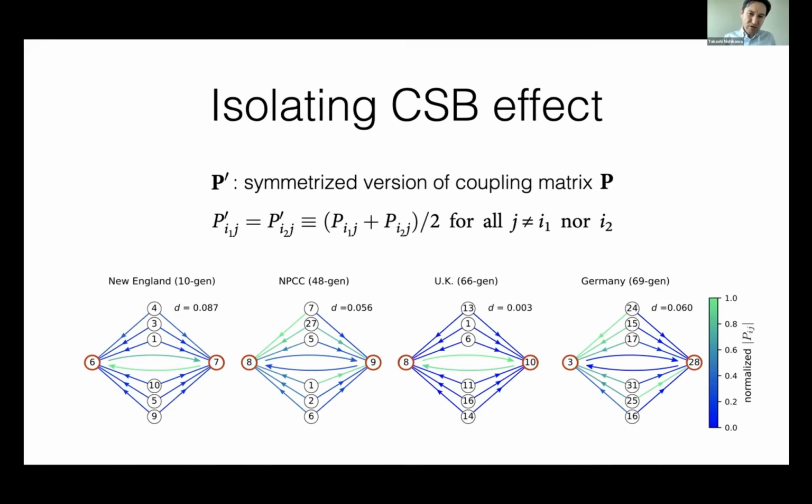So we developed a method to do that in the case of pairwise permutation symmetry. So the idea is to find a pair of generators, like 6 and 7 here, for which the pattern of input strength are very similar to each other. So the left side and the right side look very similar in terms of coupling. These are basically coupling strength. And construct a symmetrized version of the coupling matrix P prime, basically by imposing that the left side of the picture is exactly the same as the right side.